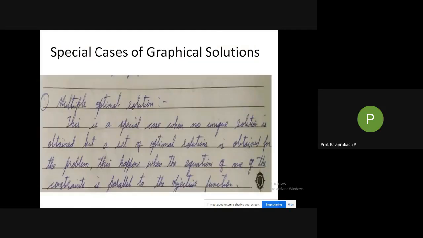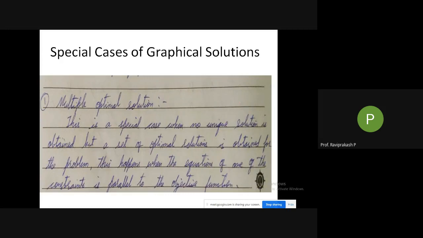Okay, so next, instead of a sum, we are having some special cases in the graphical solution. So write: special cases of graphical solutions. Some of you have already seen these, some will be looking at them for the first time. First one: multiple optimal solution. Okay, this is a special case.